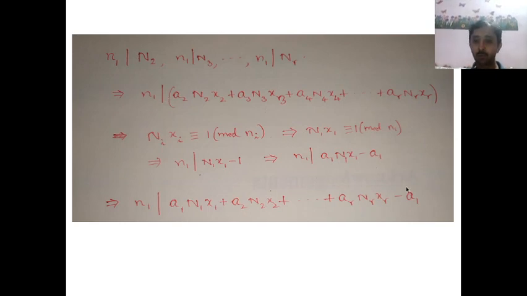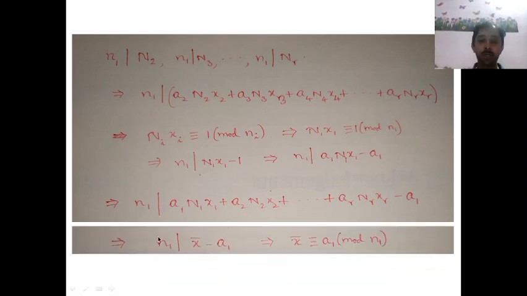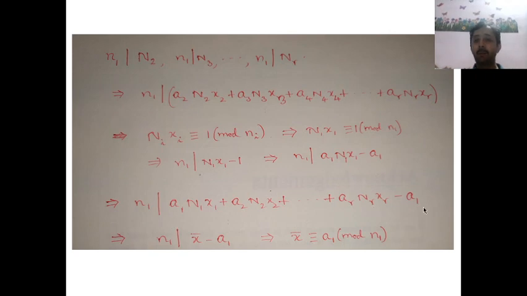This minus A1, I am going to write it at the end, and I am going to write the rest of the expression here as such. Now, what is the advantage of having it this way? Now, if you observe this, this is n1 divides A1 N1 X1 plus A2 N2 X2 plus A3 N3 X3 and so on plus AR NR XR minus A1. Here, this expression A1 N1 X1 plus A2 N2 X2 plus etc. plus AR NR XR is basically what is X bar. So, n1 divides X bar minus A1.